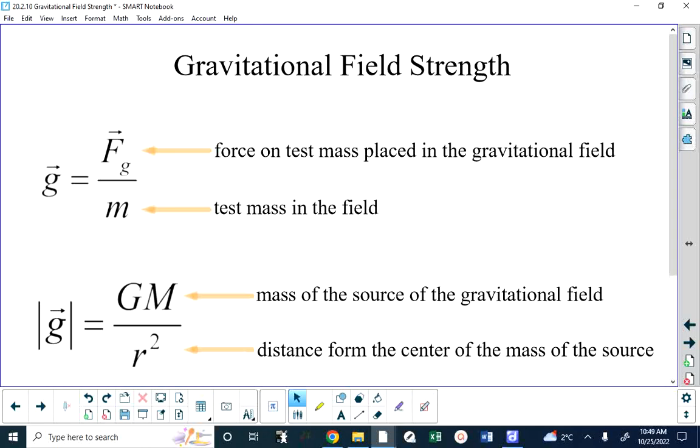Take the universal gravitational constant. I put capital M here. I very often put capital M in that formula because it's the source. It's the important mass for the field, over r squared. Remember the distance, little typo there, that's the distance from the center of the mass of the source. So you sometimes have to take the radius of the Earth or the radius of a planet and add an altitude above the surface to get the true value of r.